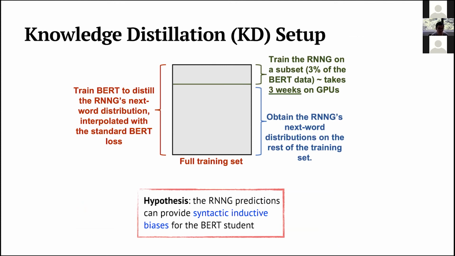As we see, it's very, very expensive. So then we use the model to label the whole full training set. And then we have what the RNNG thinks about the distributions of the word. And then we distill that knowledge into BERT. So this is the setting.